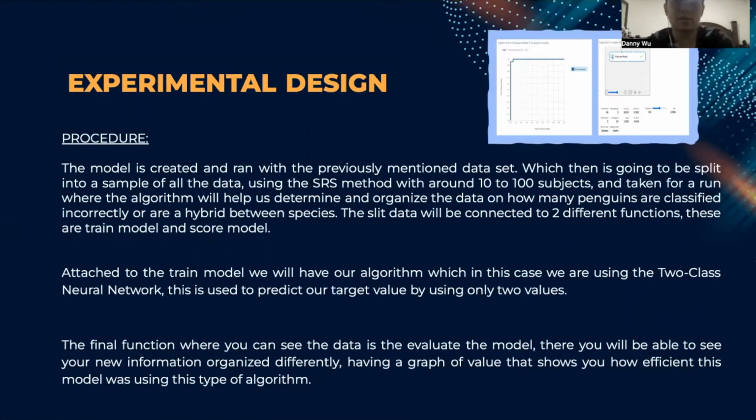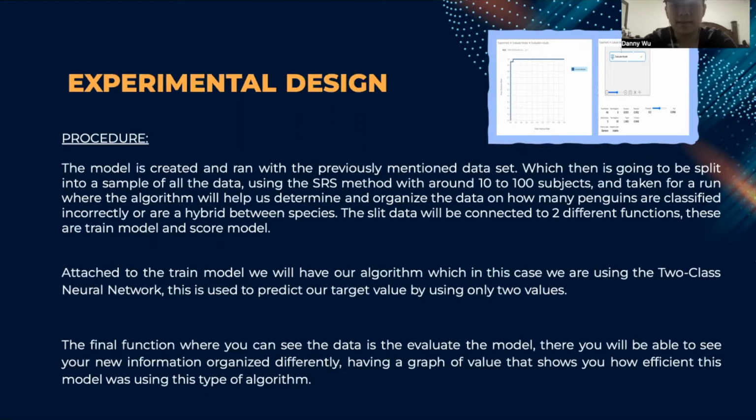The model or experimental design starts with the model being created and run with the previously mentioned datasets, which are the penguins, which then are split into a sample of all data using the SRS method with around 10 to 100 subjects and taken for a run, where the algorithm will help us to determine and organize the data on how many penguins are classified incorrectly or are hybrid between species.